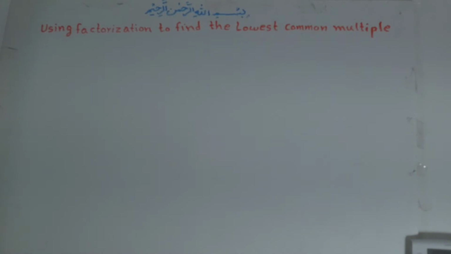Our title is using factorization to find the lowest common multiple. Now, what is the lowest common multiple?